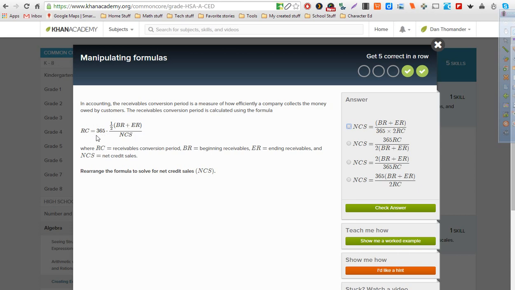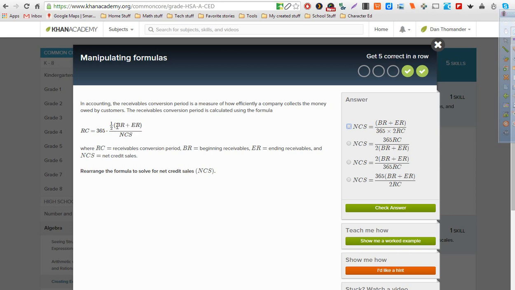And this is the formula they use. RC is the receivable conversion period, so it's a measure of time. It's equal to 365. Guess what? That's the days in a year, right? So maybe this is why it is converted to time. 365 times 1/2 times the sum of our beginning receivables and our end receivables.